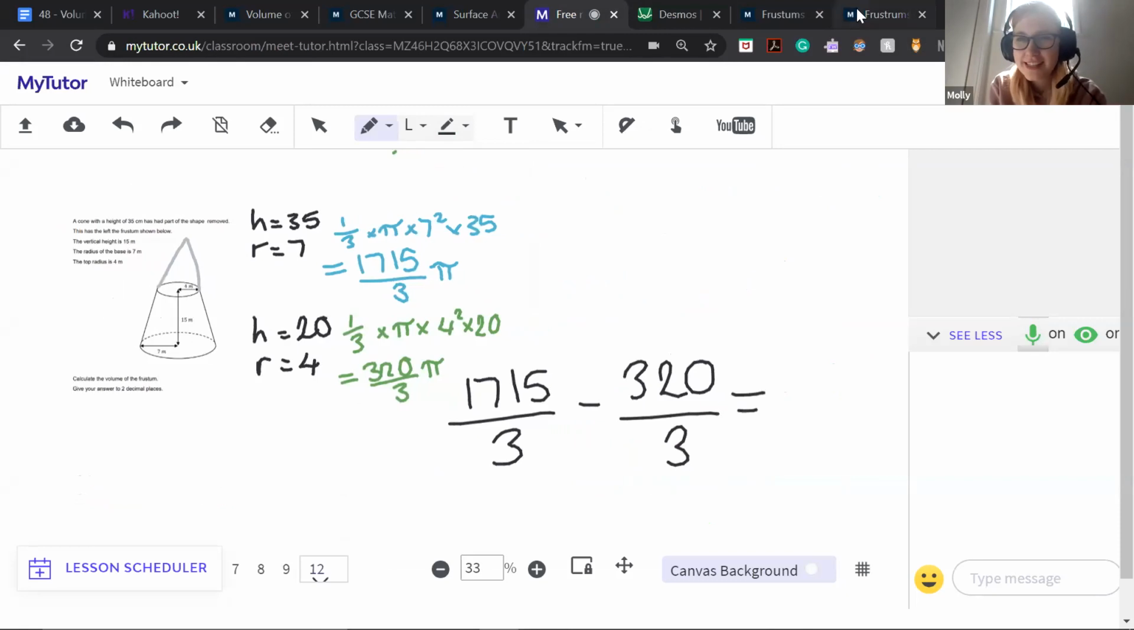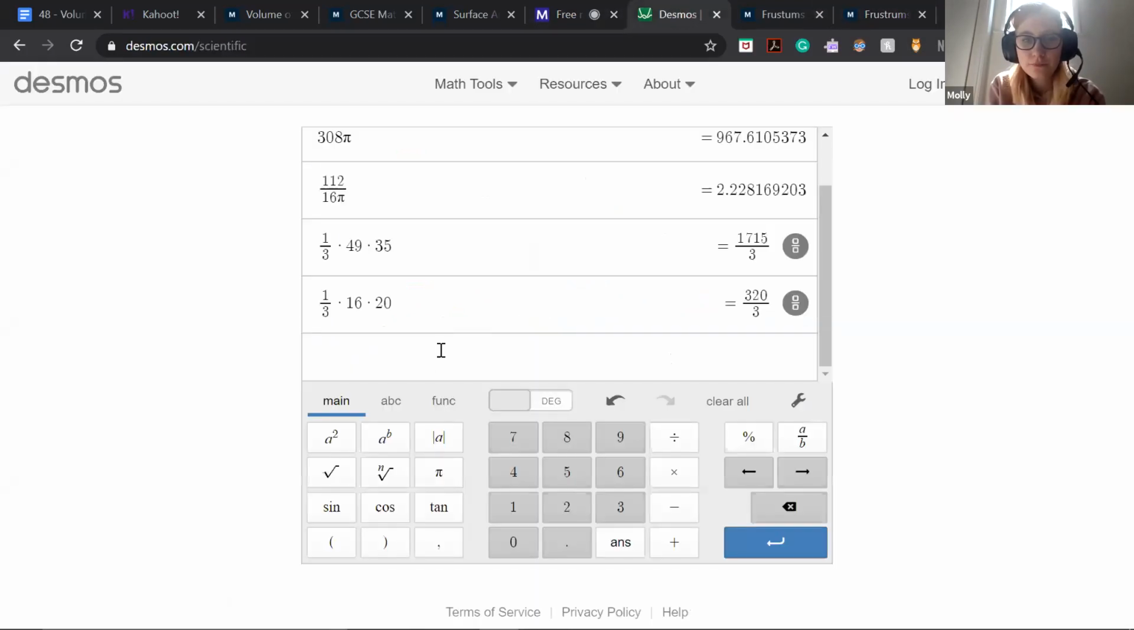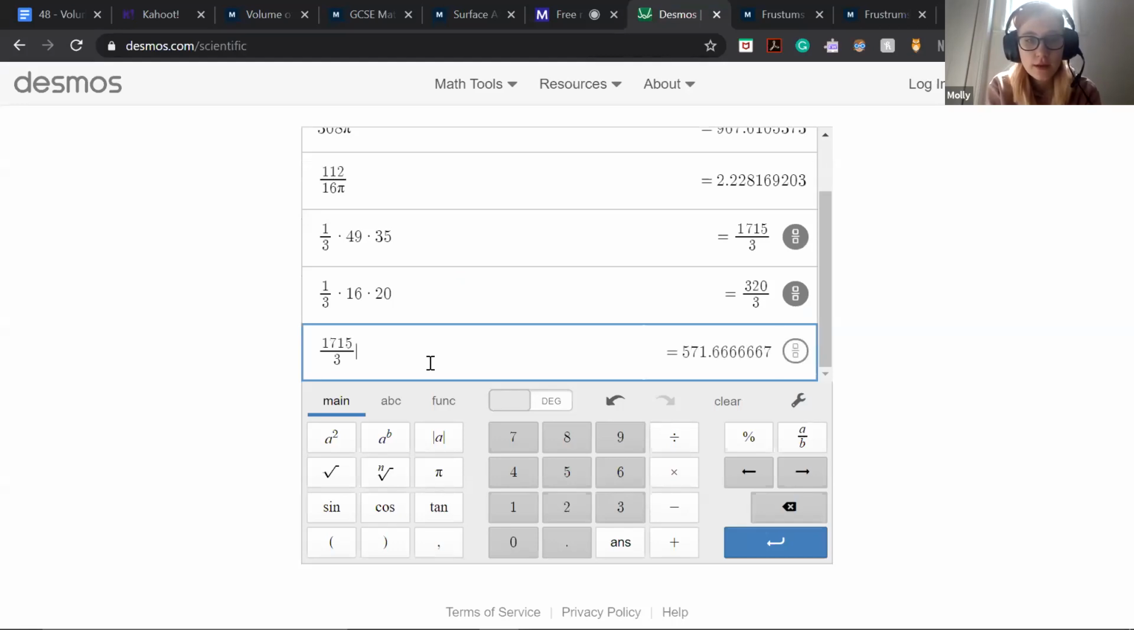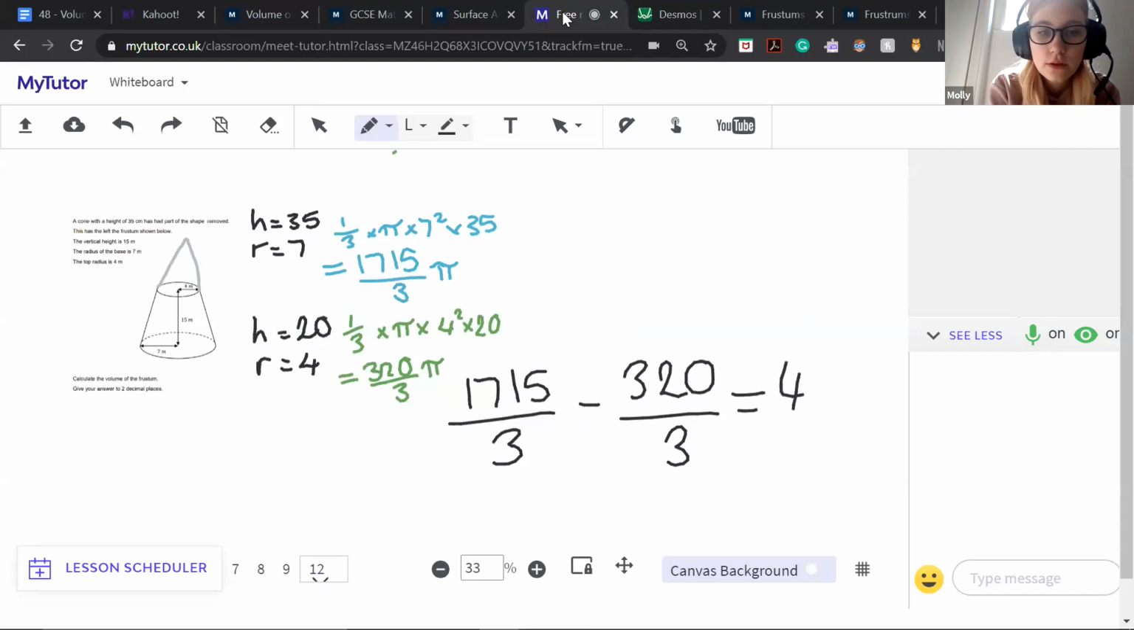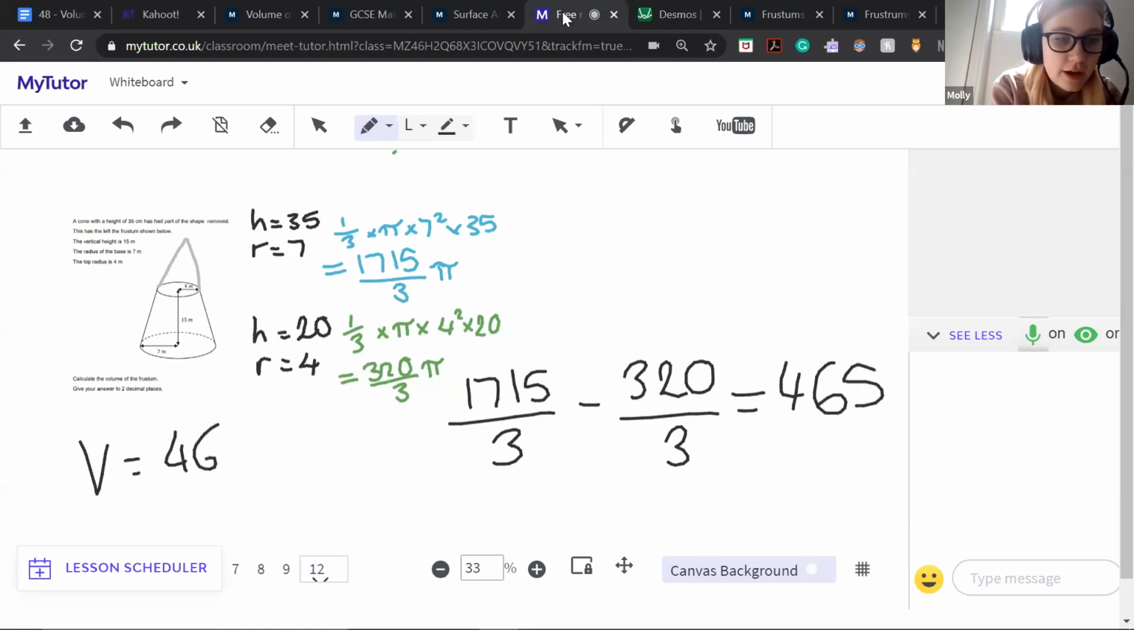Now you see this is much easier to do here. 1715 over 3 minus 320 over 3. See, now we've got an exact answer. We know that this is going to be exactly 465 pi. So the volume of this frustum is 465 pi.